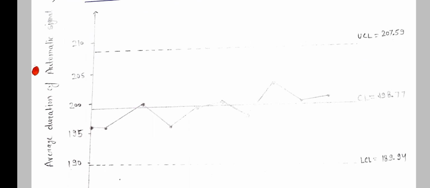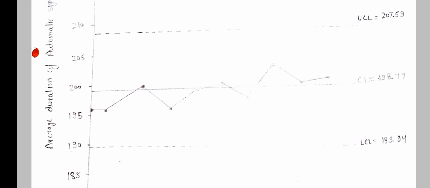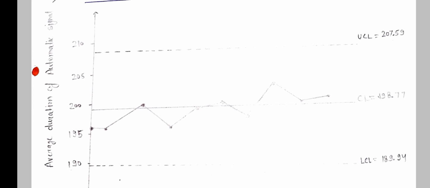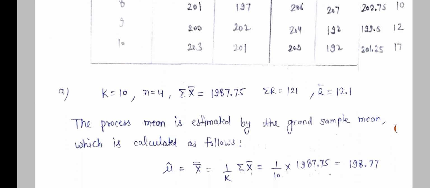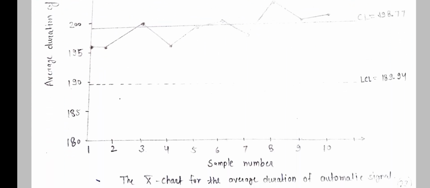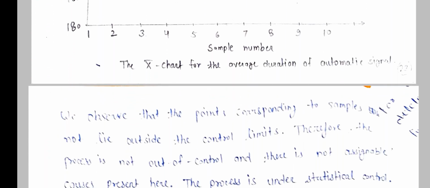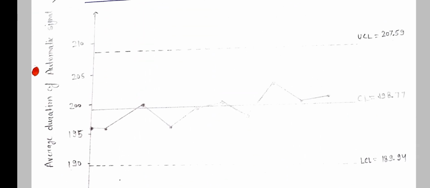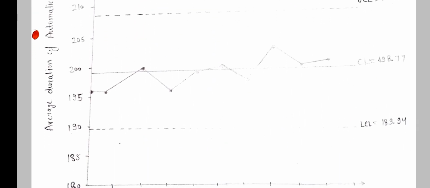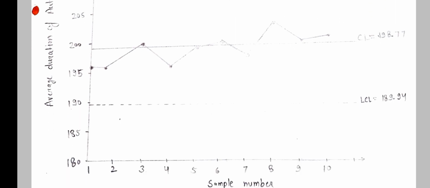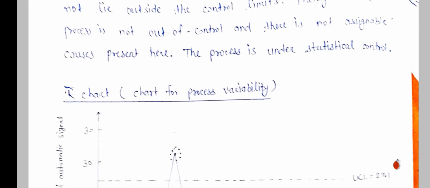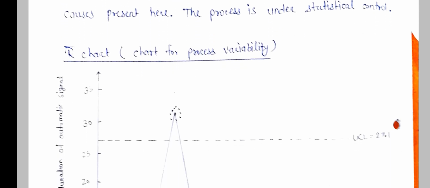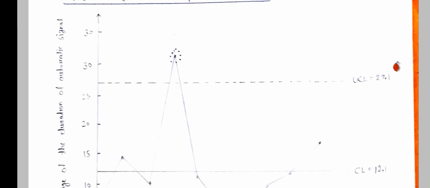So I will plot these lines here, and the observations of the x bar chart are in the second last column. We will put all the values in the x bar chart, and we see that there is no point outside the control limits, so our process is under statistical control. Now the R chart for process variability.